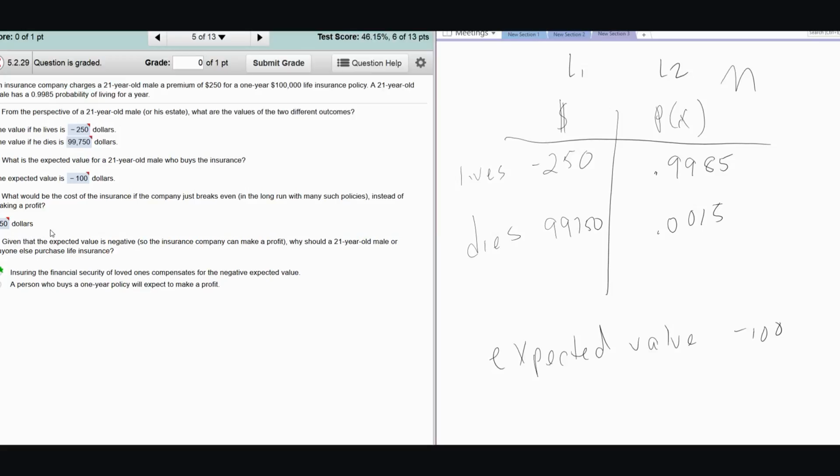Okay? It says, given that the expected value is negative, why should a 21-year-old male or anyone else buy insurance? So that one's just kind of a life lesson.